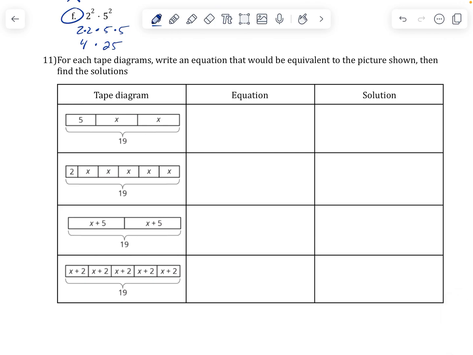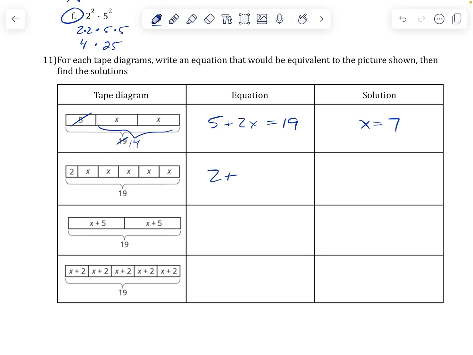All right, the last one for the short responses, 11. For each tape diagram, write an equation that would be equivalent to the picture shown, then find the solutions. Okay, so for the first one, the equation would be 5 plus 2x is equal to 19. For the solution, I'll use the actual diagram to help us out. If I know this is 5, if I took away this 5, this would leave me with 14 here. And so the two x's would have to equal 14. So that means the x's are equal to 7.